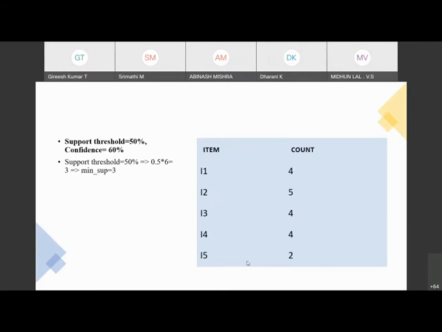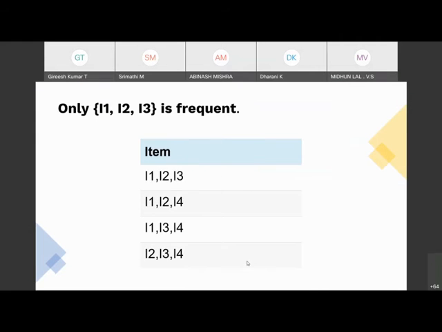So after checking the minimum support, I1, I2, I3 is 3, I1, I2, I4 is 1, I1, I3, I4 is 1, and I2, I3, I4 is 1. Totally 4 item sets are there. From this, you have to select only one item set, because only that item set has a support value of 3. All the others have a support value less than 3, so you have to throw these 3.